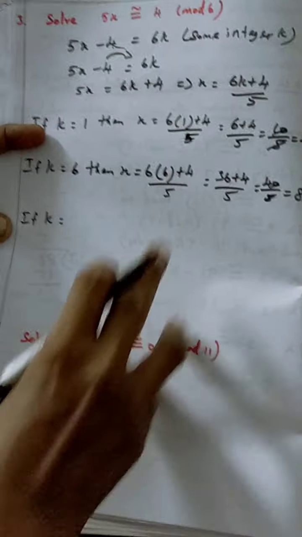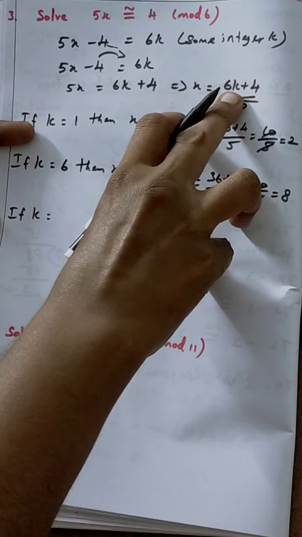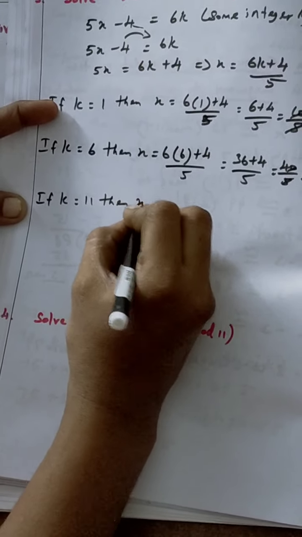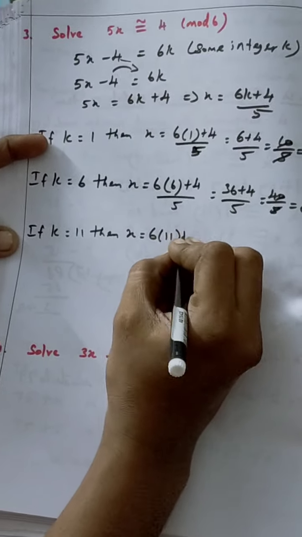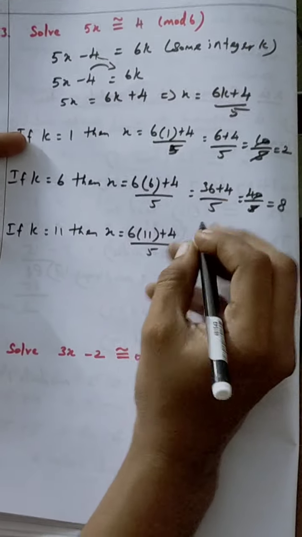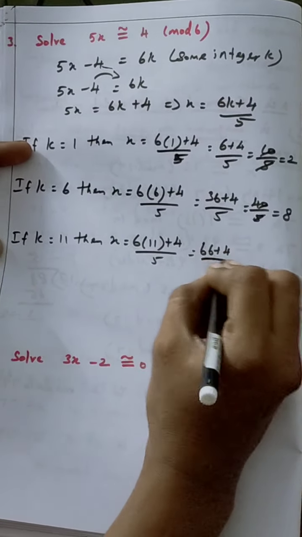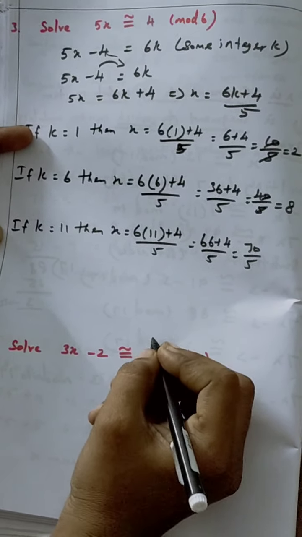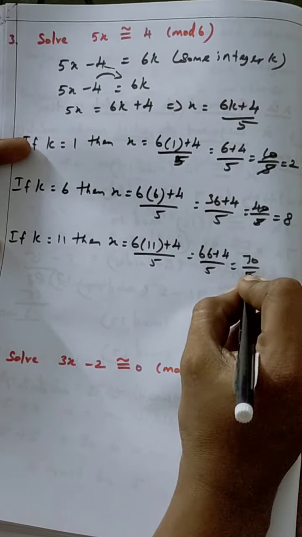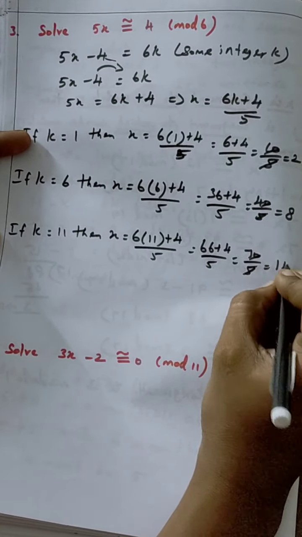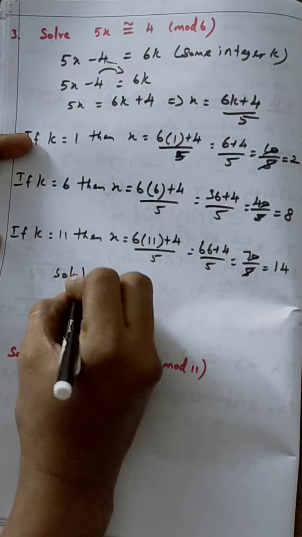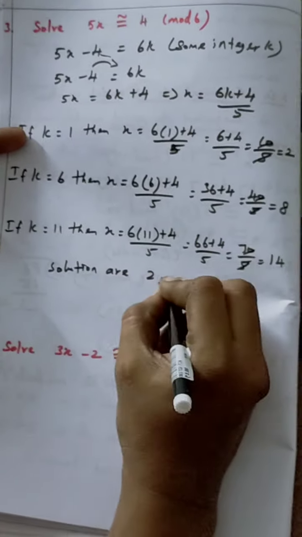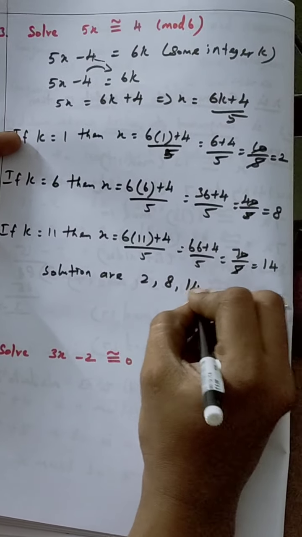Let's find out. So the next one is k equal to 11, substitute. Then x equal to 6 into 11 plus 4 divided by 5. So write 66 plus 4 divided by 5 is equal to 70 divided by 5. So cancel the terms, 70 divided by 5, 14 times. So the solutions are: first value 2, second value 8, 14, up to etc.